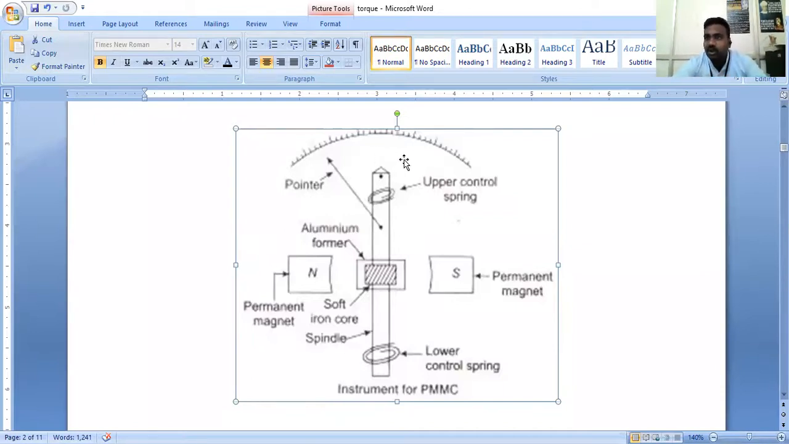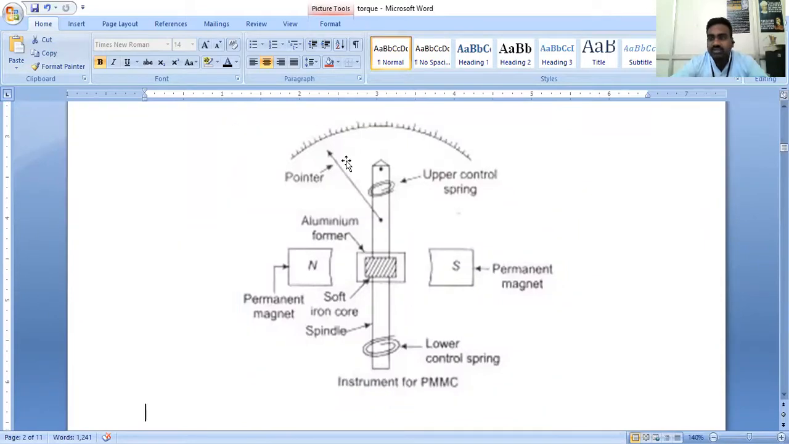Either it is an ammeter or a voltmeter, every instrument works on the principle of Faraday's electromagnetic induction. So a current carrying conductor placed in the presence of a magnetic field will experience a certain amount of force. This is how we use the concept of torque in the working principle of an instrument. So what is torque? Torque is nothing but a twisting force, a rotating force. So this is about the working principle of the instrument.